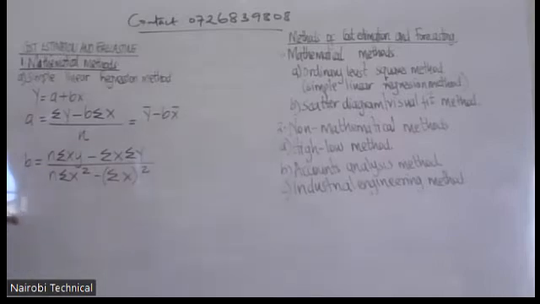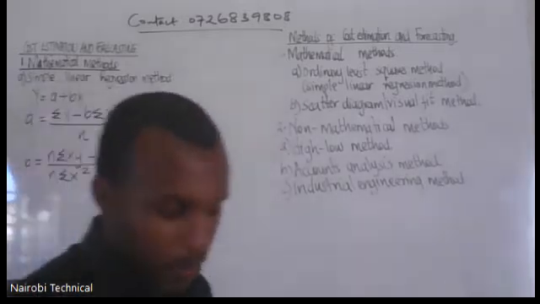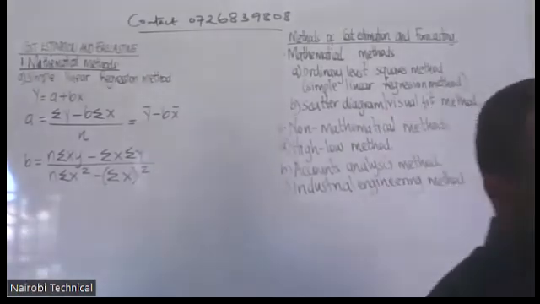So those are the two formulas that we normally use to get the unknowns: a, the fixed cost, and b, the variable cost per unit.